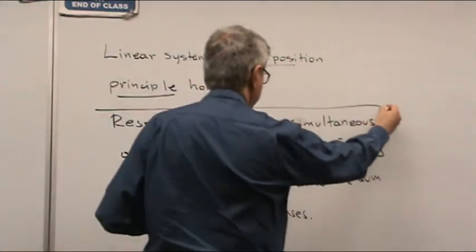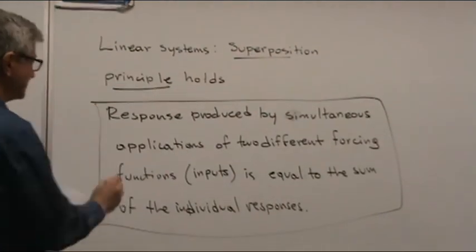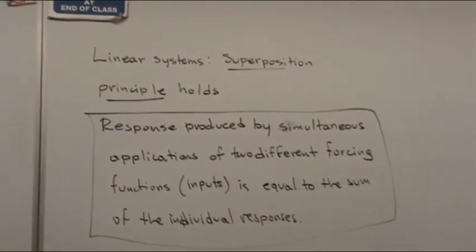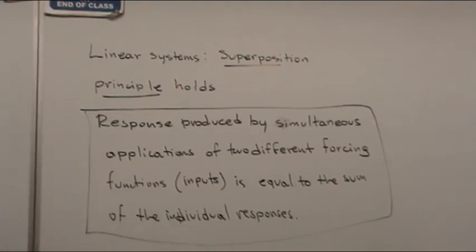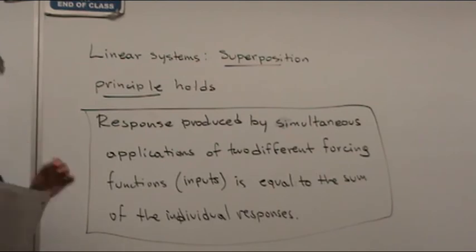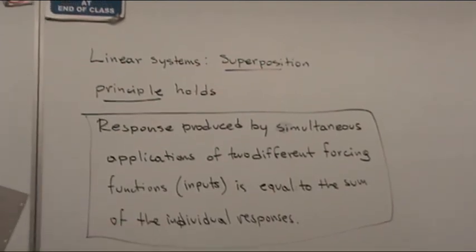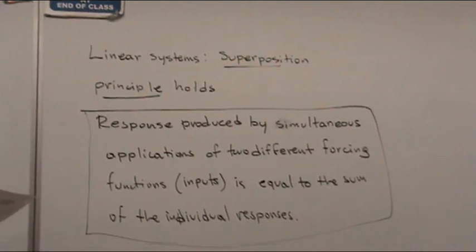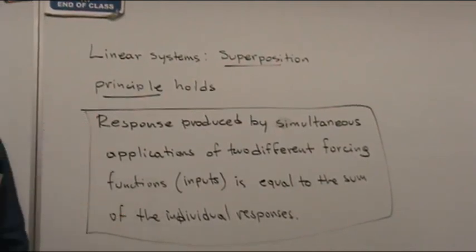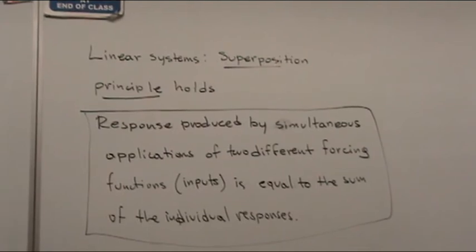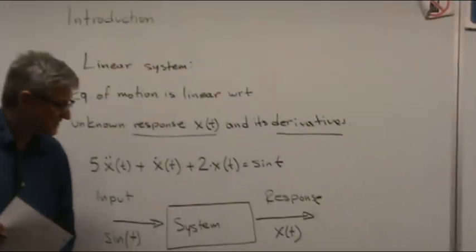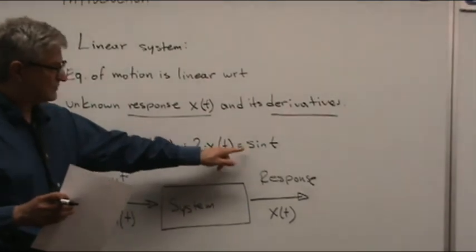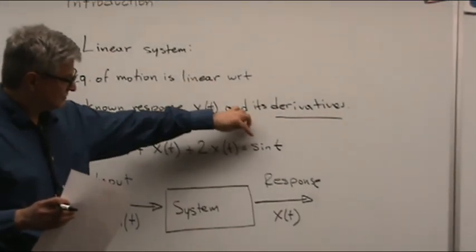Okay, so the response of the system to simultaneous application of two forces is equal to the sum of the responses to each individual force. Okay? This is a very useful property. For example, suppose that you were able to solve this equation and find x of t. What will happen if you wanted to find a response to 2 sine of t?